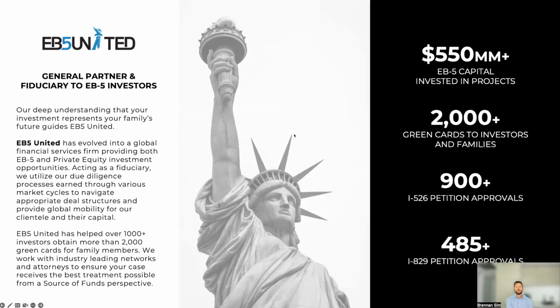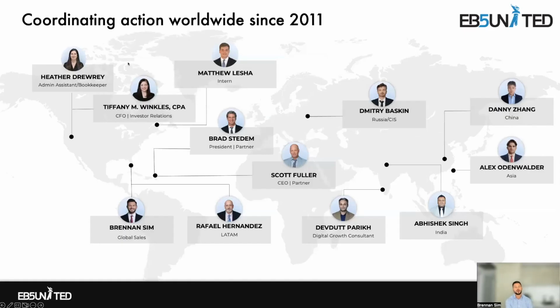At EB5 United, we're now closing in on close to $600 million of EB5 capital invested in our projects. We've helped over 1,000 investors obtain more than 2,000 green cards for themselves and their family members. So that's more than 900 I-526 petitions and 485 I-829 petitions approved.